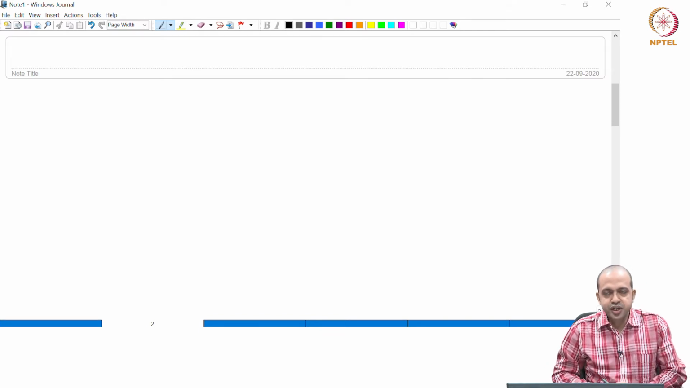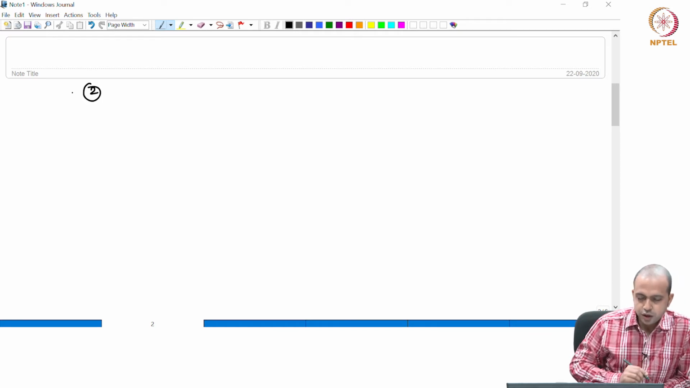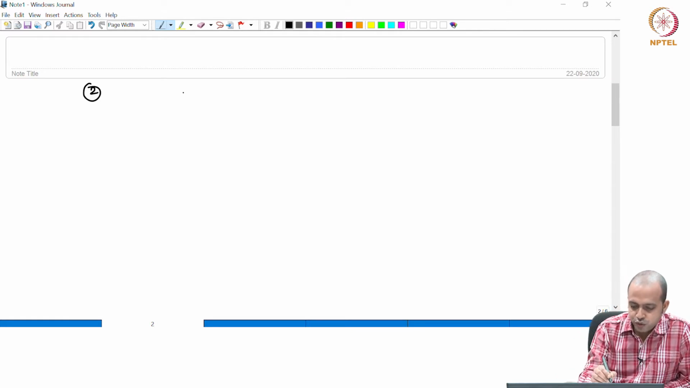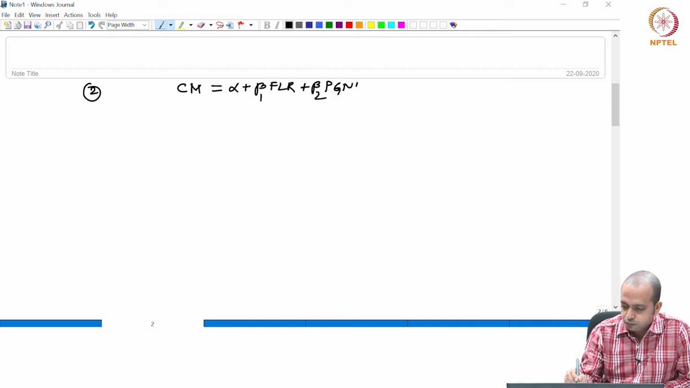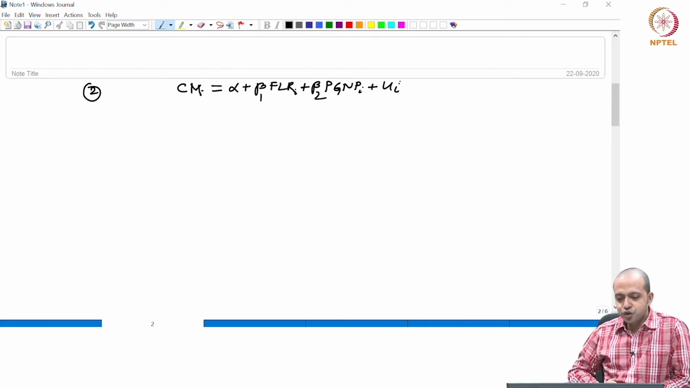And what was your second hypothesis? Second hypothesis that we were testing in the context of a production function, or here in this context also you can check it, when your model was CM equals alpha plus beta 1 FLR plus beta 2 PGNP plus UI. So, what was the second hypothesis we are testing?